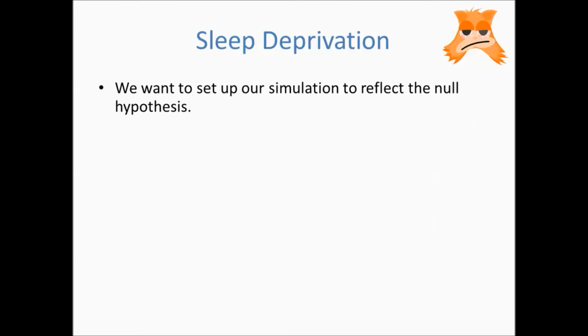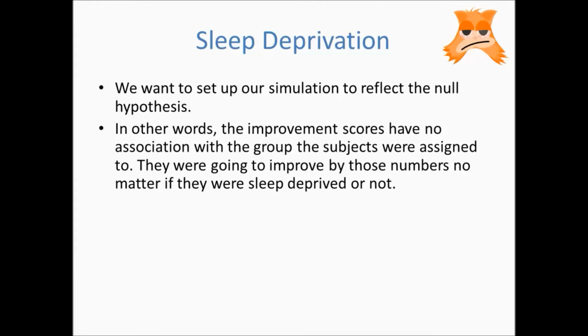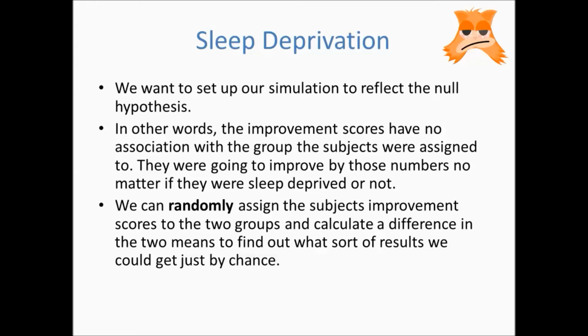We want to set up our simulation to reflect this null hypothesis. In other words, the improvement scores have no association with the groups to which the subjects were assigned. They were going to improve by those numbers no matter if they were sleep deprived or not. Hence, we can randomly assign the subjects' improvement scores to one of the 2 groups and calculate a difference in the 2 means to find out what sort of results we would get just by chance.